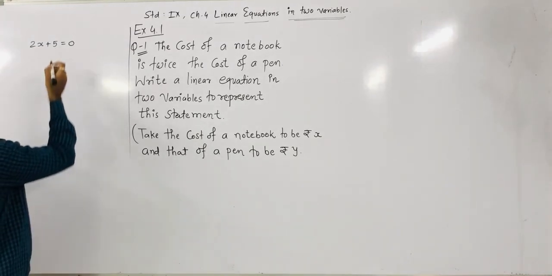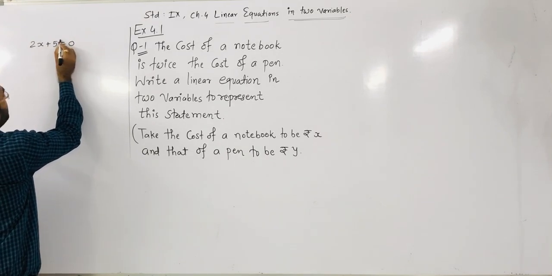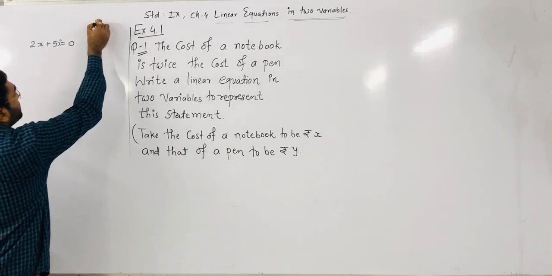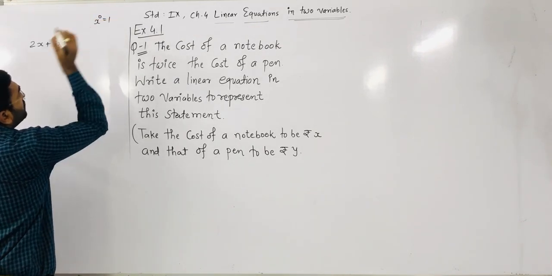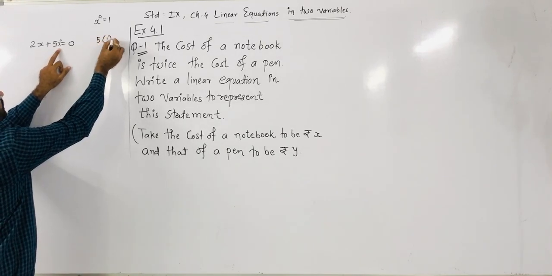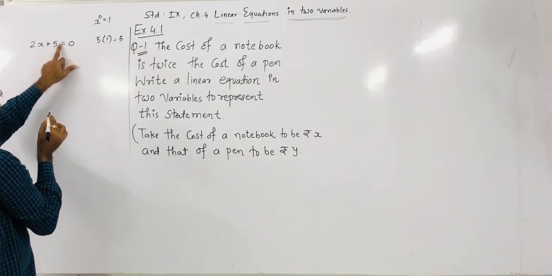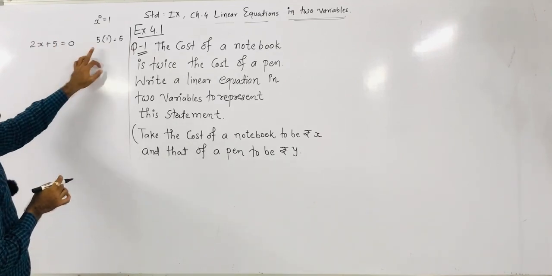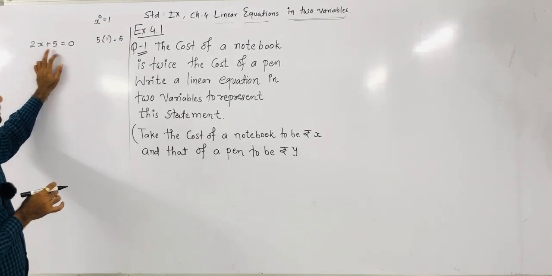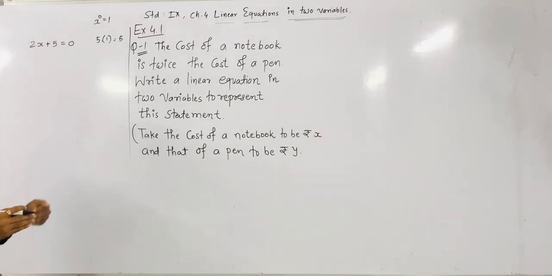Here 5 is a constant term. Whatever the variable of the equation, its raised to 0 power is always there, because x raised to 0 is 1. So if you write 5 into 1, its value is always 5. That's why here we do not mention the variable, because 5 raised to 1 is 5, so we write 5 only. Now, as I told you, which equation can we say is a linear equation?